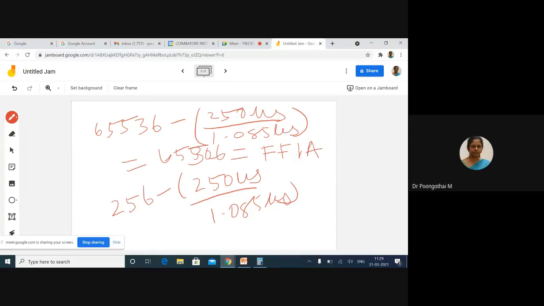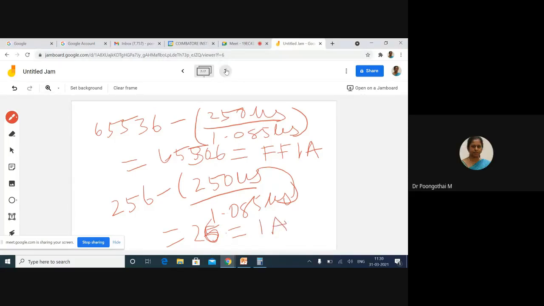Students, please check the answer. For 8-bit timer mode, what is the answer? In decimal, please tell me in decimal. 25.5, so 26. Okay. So what is the hexadecimal value? 1A, ma'am. 1A.